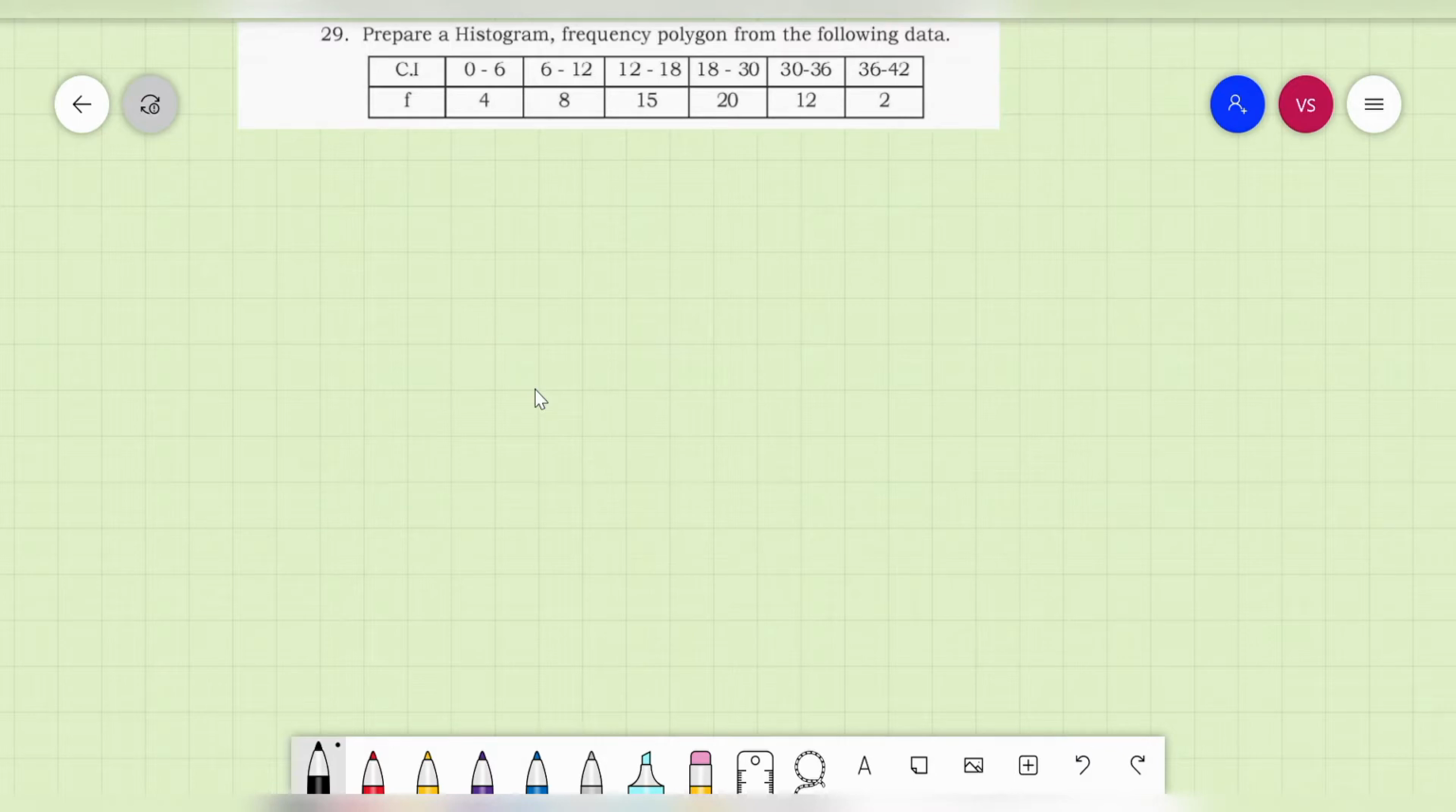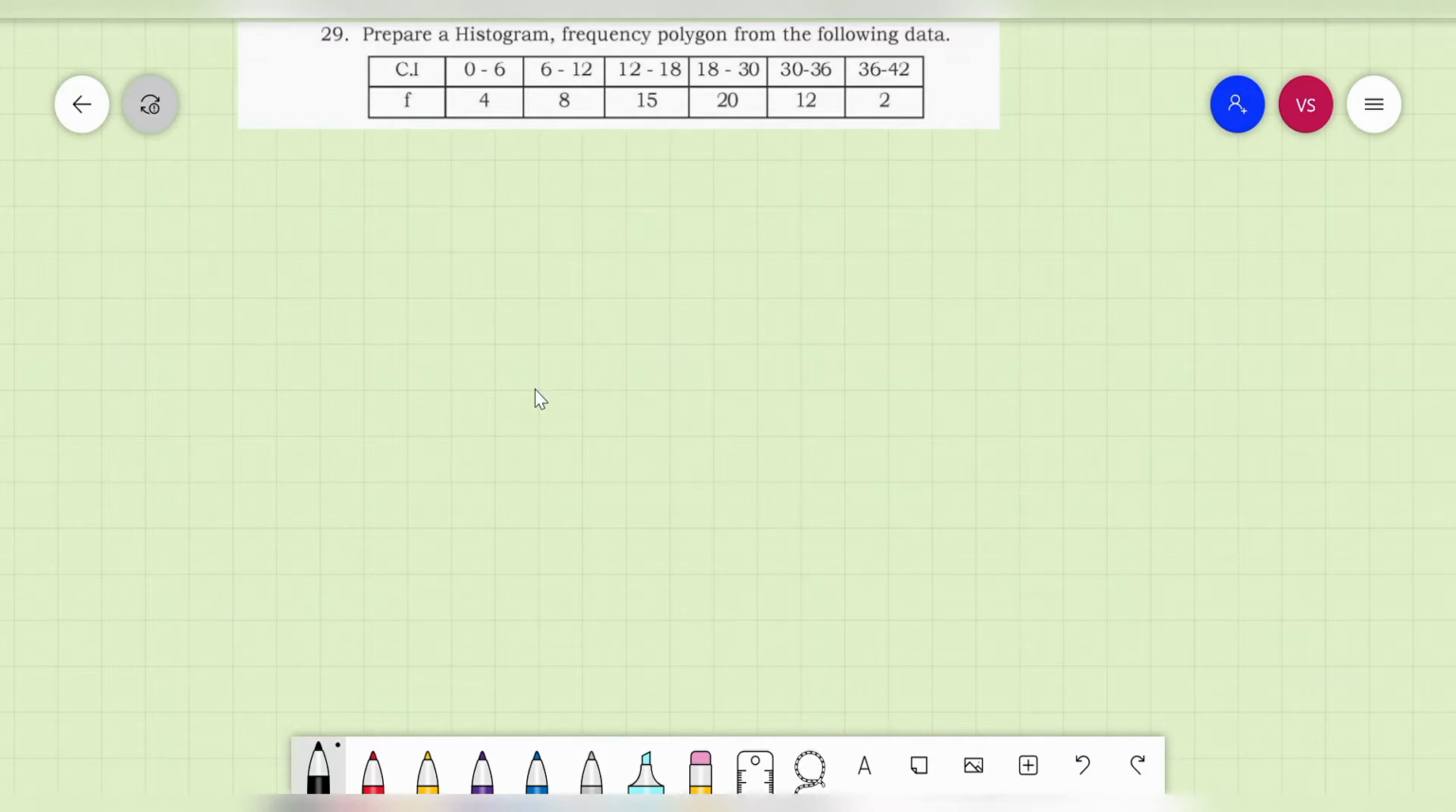So the data is on the board, students, very clearly. You can see it on the screen, the question as well as the data. Prepare a histogram and frequency polygon from the following data. Usually we can do this individually, histogram one graph and frequency polygon another graph, but let's do the frequency polygon with the help of histogram, students.